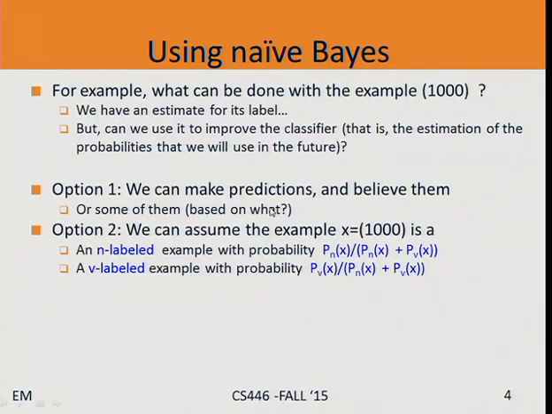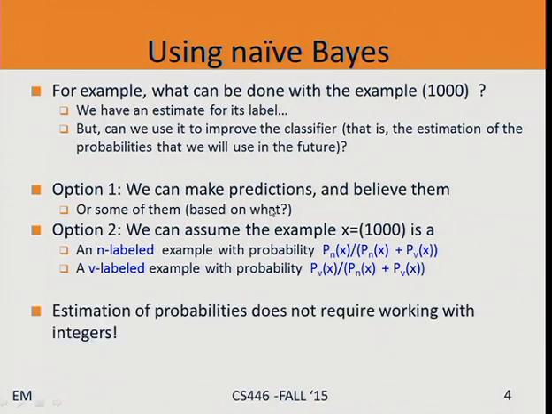Another option is I can assume fractional labels. So really, the n labeled examples could be with p of nx, I'm normalizing here. It will be an n with this probability, and it will be a v example with this probability. Now, no one said that in naive Bayes, when I'm adding stuff, I'm counting how many times I saw an n example, how many times I saw x1 being on in an n example, and how many times I saw x3 off in a v example. No one said that I have to count integers. I could count fractions and add fractions for the same price, right? Think about the estimation algorithm that you're doing. Who said that you have to add integers? You can add fractions, and then you'll also get estimation of probabilities by adding these fractions.